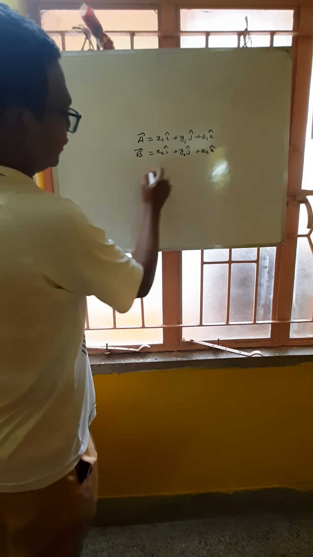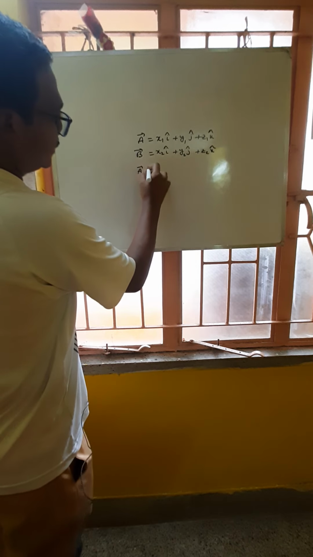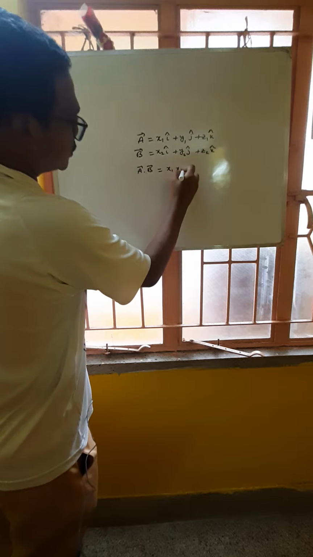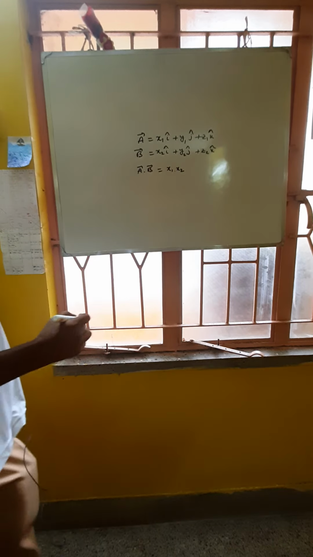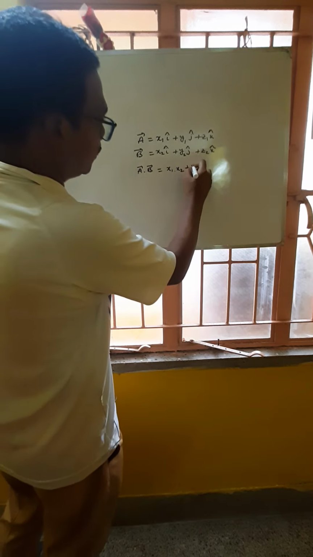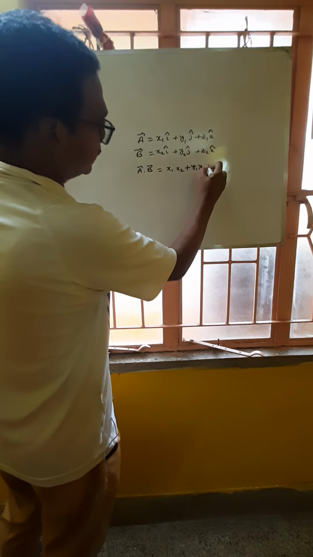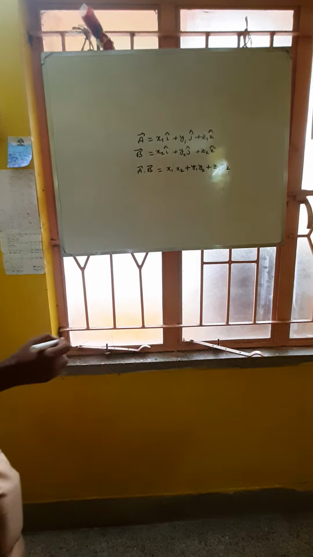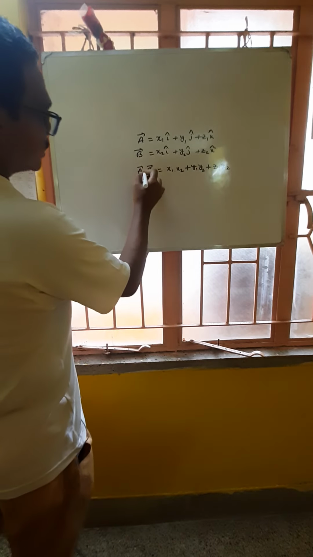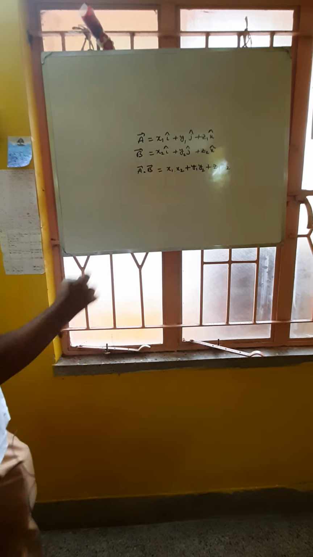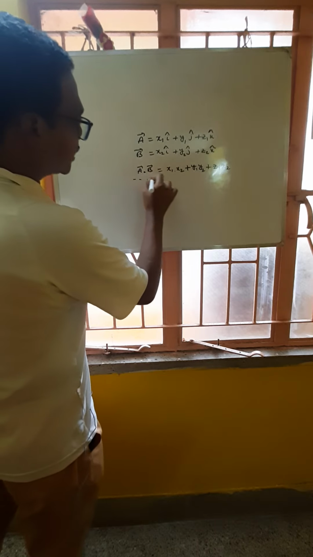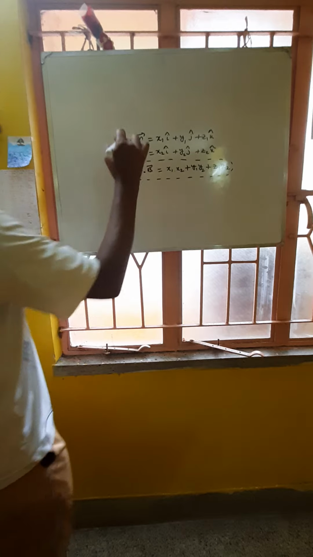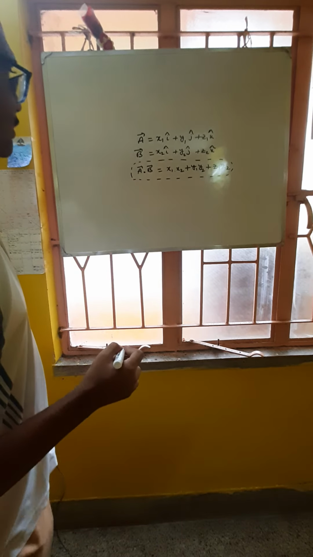Then you have a dot b as x1 x2, because i dot i means 1, cos 0 is 1, plus y1 y2 plus z1 z2. Dot product is also known as scalar product, because a dot b equals x1 x2 plus y1 y2 plus z1 z2, and there is no vector in the result.